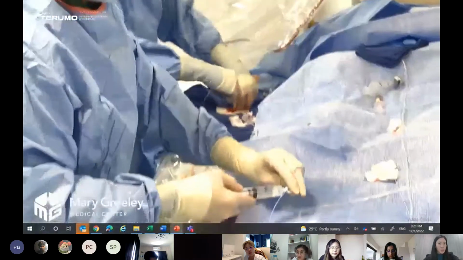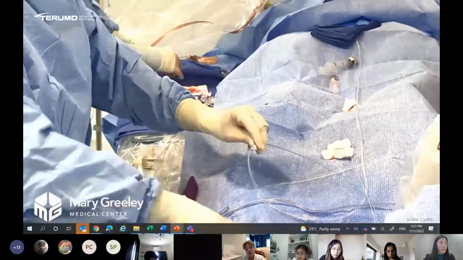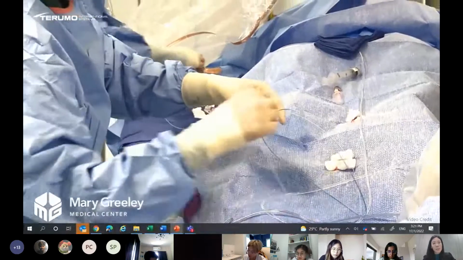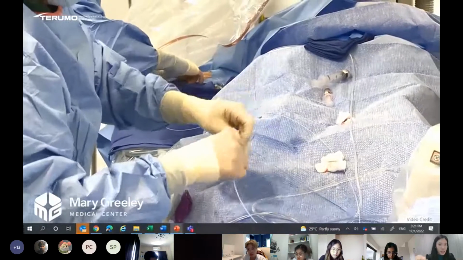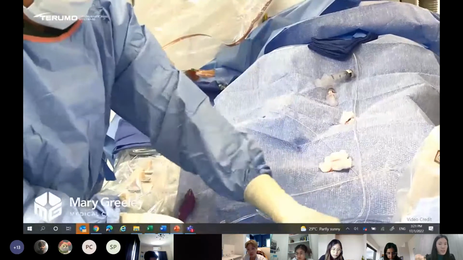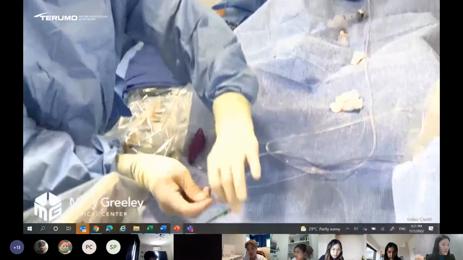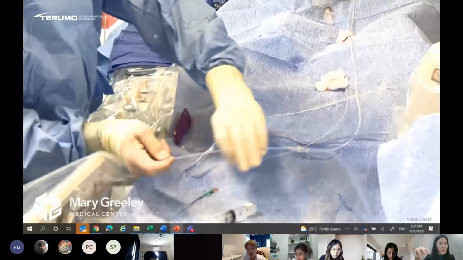So now the second operator is preparing the second diagnostic catheter. This is probably for the left coronary artery. Now then he inserts again the guide wire into the diagnostic catheter. So same step for the left coronary artery.